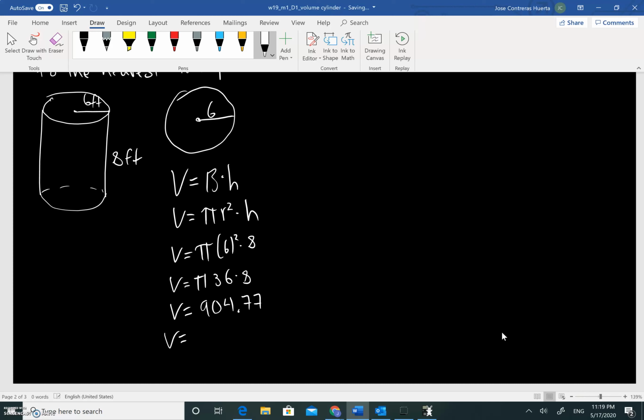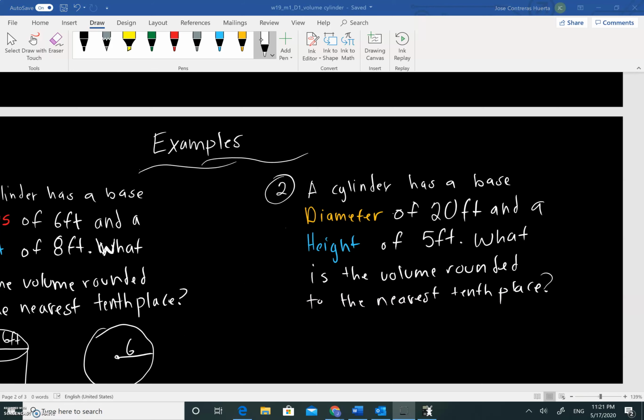So volume is equal to, well, we round this one by looking at the number next to it, so 904.8. And now remember that this is units cubed, so this is in feet, so this is feet to the third power, or feet cubed. Remember, cube represents feet times feet times feet.